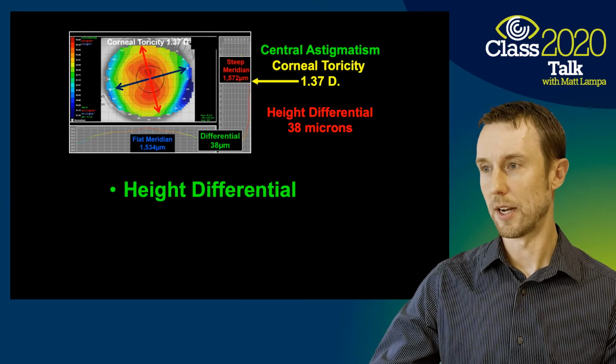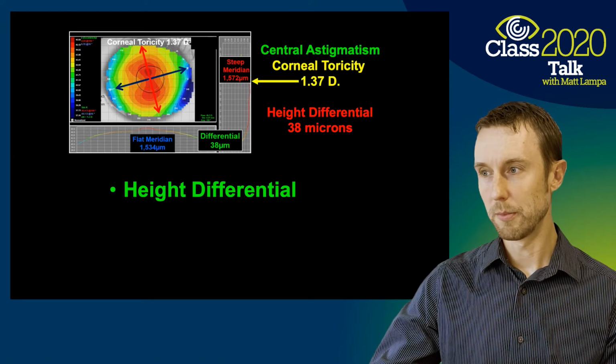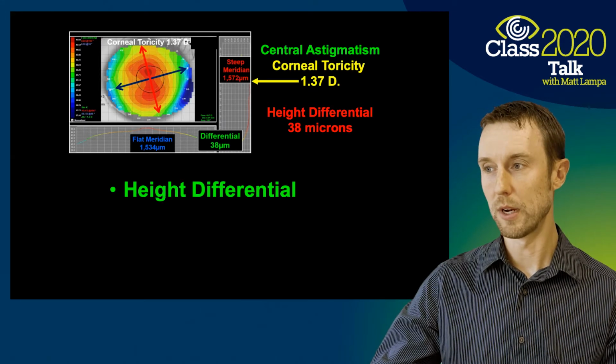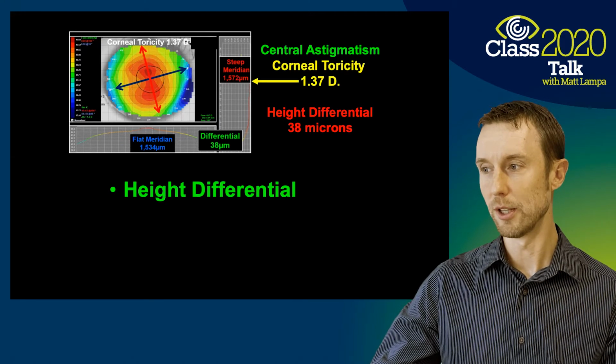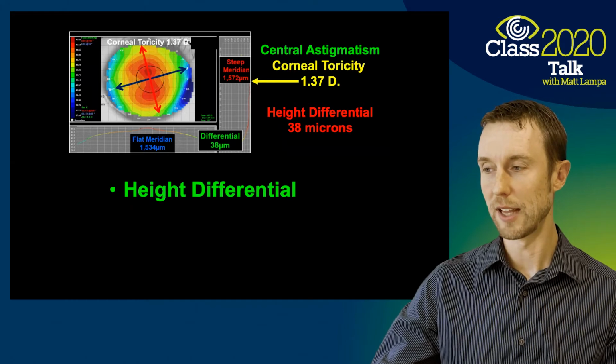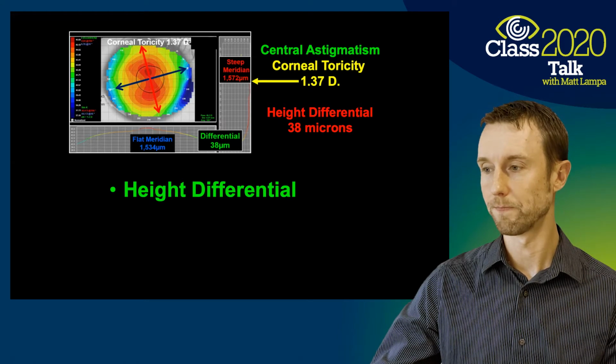What we have up on top is an eye with central apical astigmatism of about 1.37 diopters. In terms of the height differential at a chord of 8 millimeters, steep versus flat meridian, we have a difference now of 38 microns.